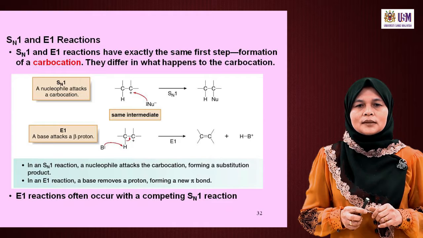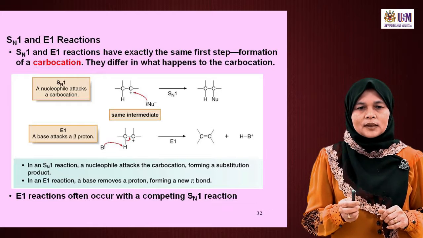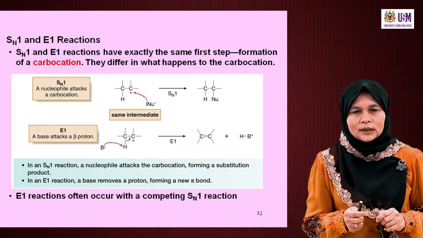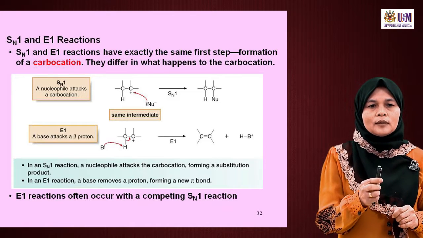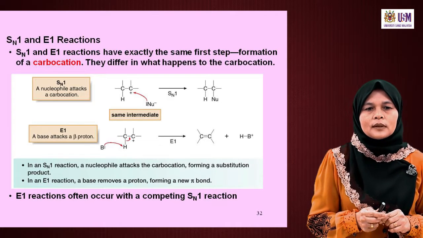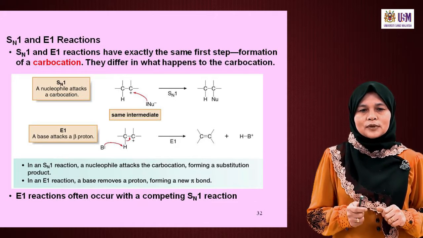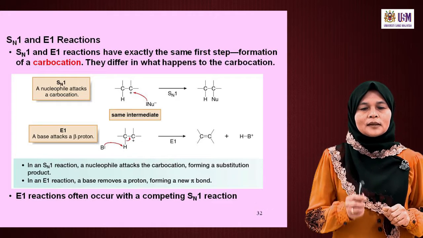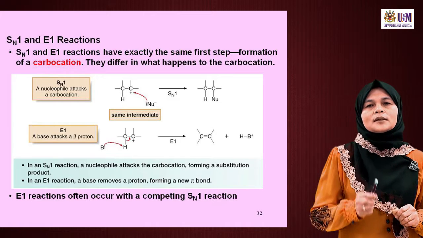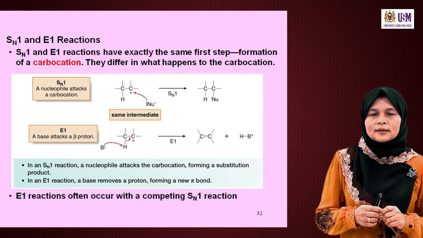SN1 and E1 reactions have exactly the same first step, whereby the carbocation is formed. They actually differ in what happens to the carbocation. For the SN1 reaction, the nucleophile attacks the carbocation. In an SN1 reaction, the product is the substitution product, while in an E1 reaction, the product is an alkene. E1 reaction often occurs in competition with the SN1 reaction.